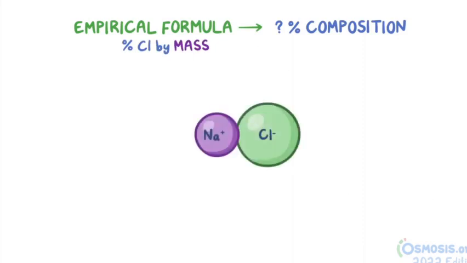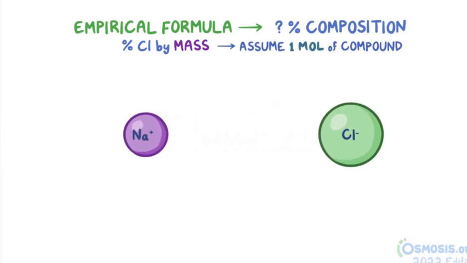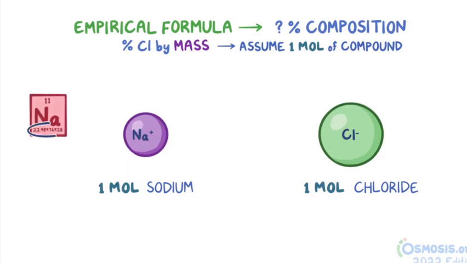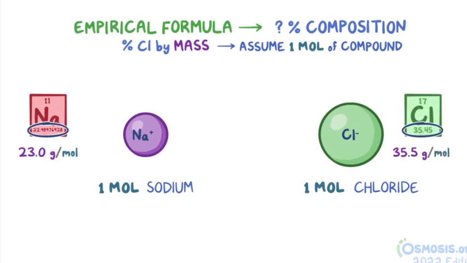Whenever we go from an empirical formula to percent composition, we should assume that we have 1 mole of our compound. So let's assume that we have 1 mole of sodium chloride. If we break it apart, we end up with 1 mole of sodium cations and 1 mole of chloride anions. Sodium has a molar mass of 23.0 grams per mole, and chlorine has a molar mass of 35.5 grams per mole. So the mass of 1 mole of sodium chloride is 23 grams plus 35.5 grams, or 58.5 grams.